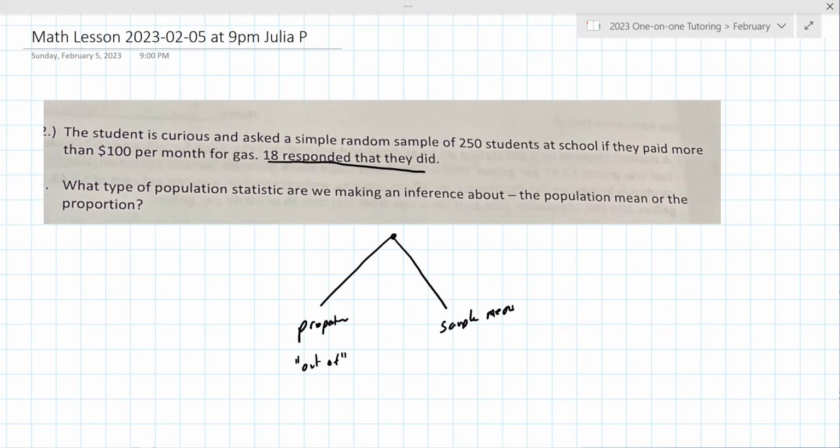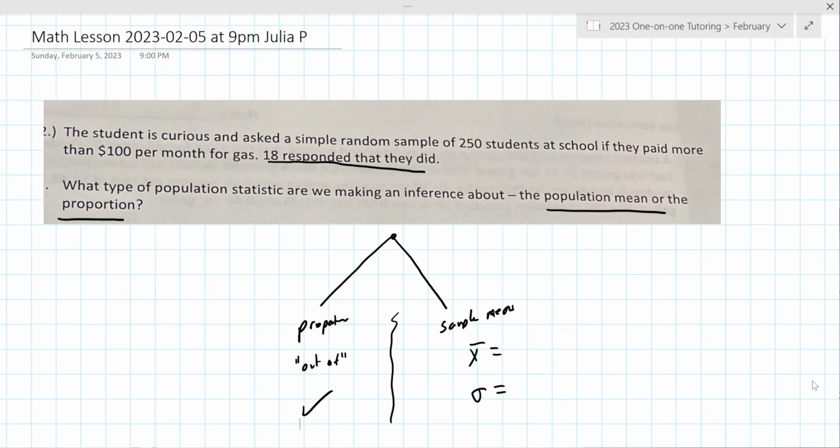Another thing, sorry, I was going to give you some more information. Is it a proportion? It is. Another thing with the sample mean is they have to tell you the mean and they have to tell you the standard deviation. Which they don't do in this one. So you know that it's not a sample mean. And that's kind of what it asks here: population mean or population proportion. You've answered correctly. It is a proportion.